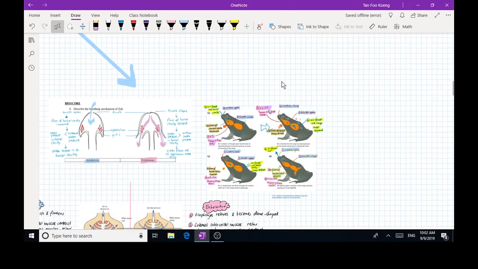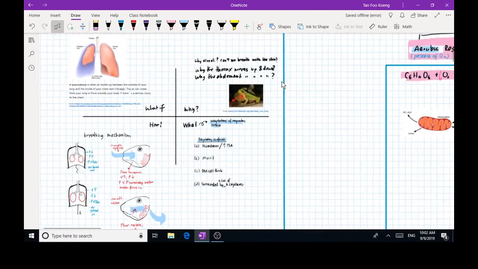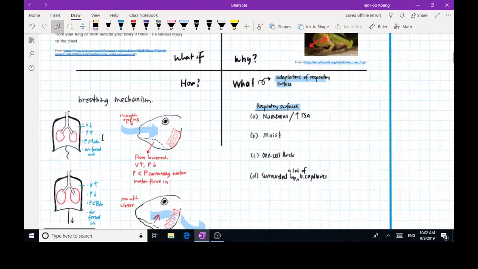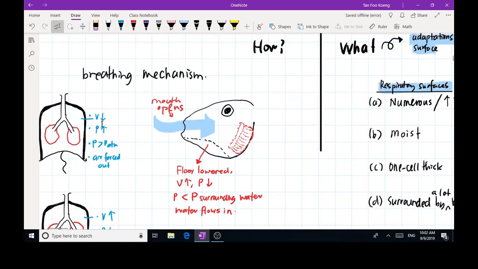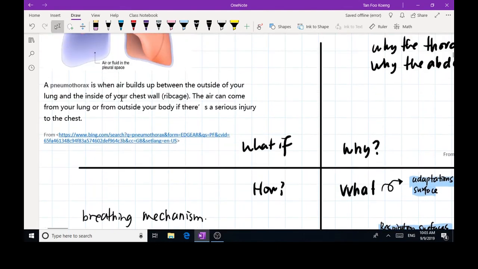Alright, now let's go back to the 4 phases. So basically, we have just learned about the breathing mechanism in humans, for example, and in fish. Now we know in order to breathe, we need to create a difference in the volume and thus pressure. So as long as there is a difference in the pressure, then air will move, okay, from a region with high pressure to a region with low pressure.